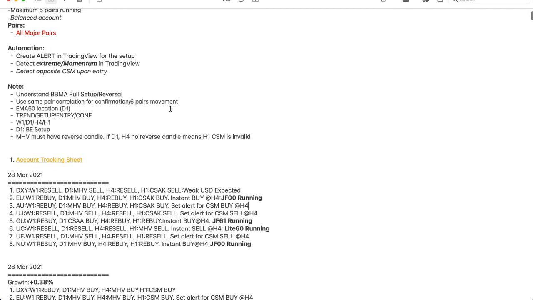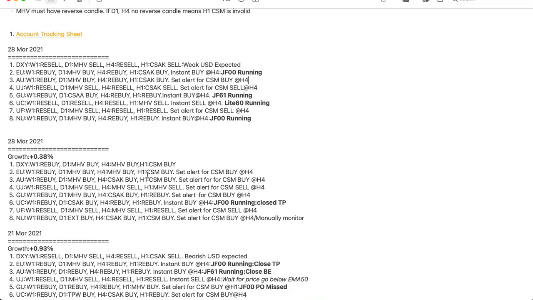Okay, let's first check our last week performance. For the last week of March 2021, our account growth was plus 0.38%. This is mainly because we only have one trade running, and it was closed at TP with minimal TP because the price action was against us. All the rest of the signals, the setups that we have, did not create a signal, or either did not provide a valid setup. Okay, let's look at this week's trade setup in TradingView.